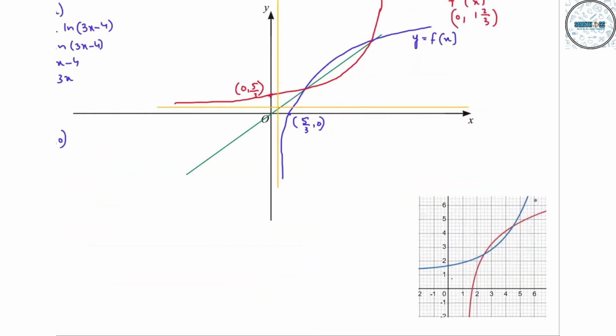For your understanding, I have attached the graph drawn through a graphing calculator. So you can see the graph is like this. This is the graph of f inverse of x, and this is the graph of f of x. These two graphs are intersecting at these 2 points.